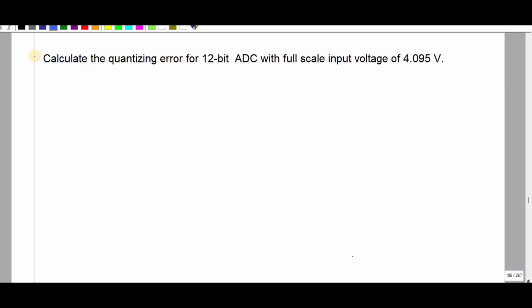So next problem: calculate the quantization error for a 12-bit ADC with full scale input voltage of 4.095. So the quantization error Q is equal to full scale input voltage 4.095 divided by 2 power n minus 1 into 2. Okay. So this is nothing but 4.095 divided by 2 power 12 minus 1 into 2. So you will get the answer as 0.5 millivolt.